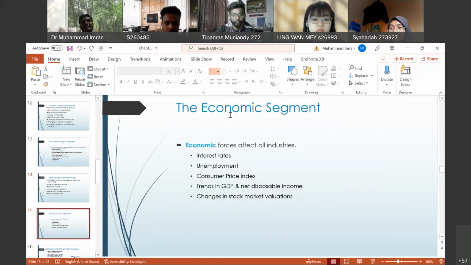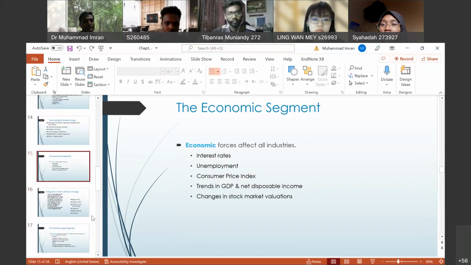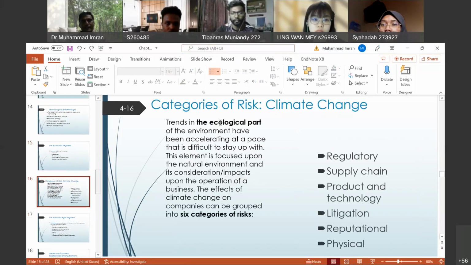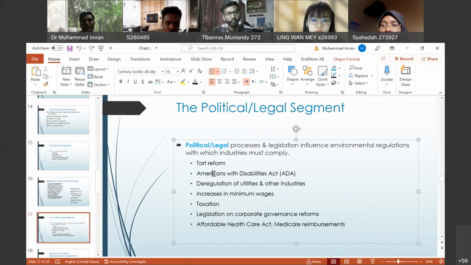So, this is the economic segment. I already discussed it in the last slide, but you can have a look here. And climate change, we already discussed in the last slides. Just have a look. And the third one, we already have, the different association, tax legislation.